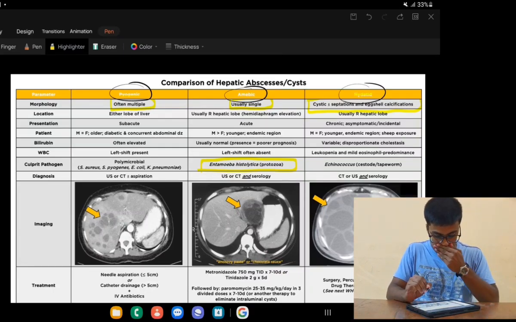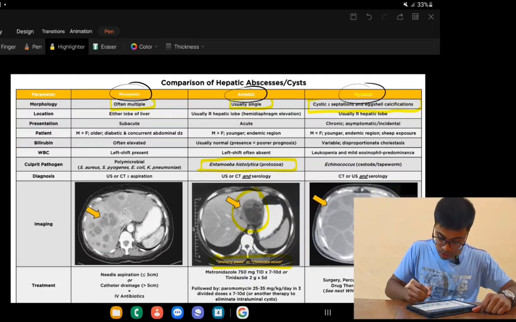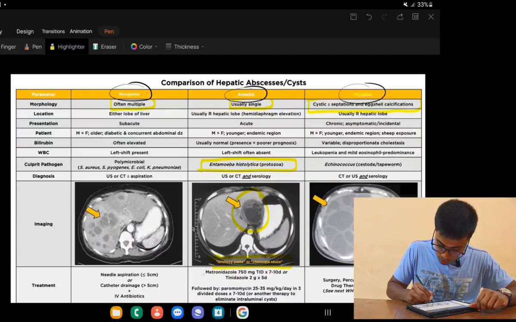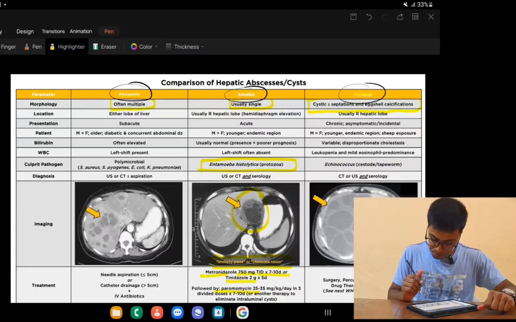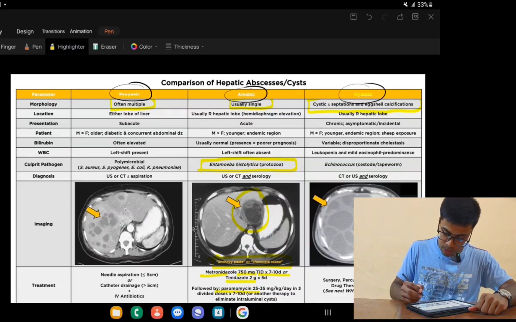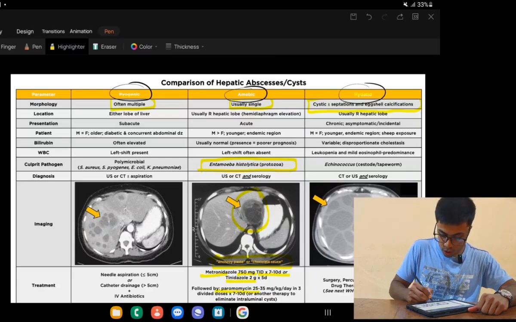So the diagnosis for this, by ultrasound and CT, we are seeing an amoebic abscess. This is the anchovy sauce, anchovy paste or chocolate sauce appearance. The treatment you should know: metronidazole 750 mg TID for 7 to 10 days, or tinidazole, followed by paromomycin, another therapy to eliminate intraluminal cysts. They have asked this, so this is our answer.